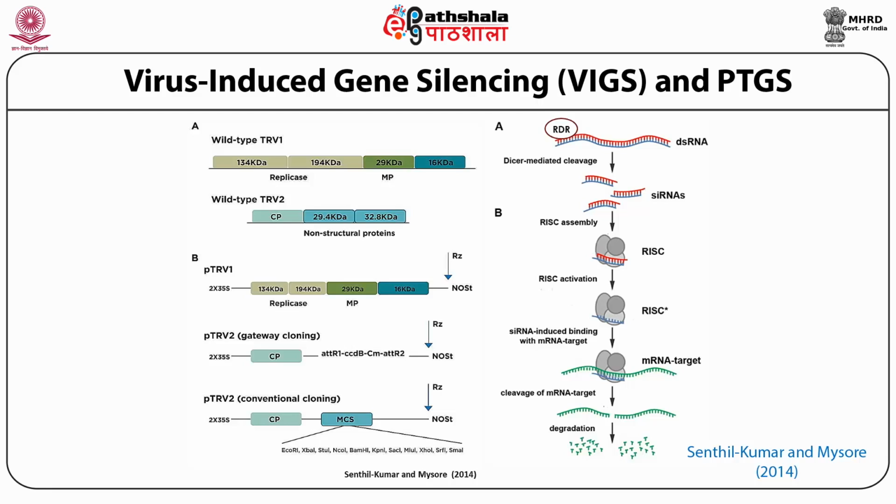rattle virus. This is a bipartite genome, and one of the RNA molecules codes for replicase, a mobility protein, and another 16 kDa protein, which are all essential genes. And TRV2 codes for a coat protein, which is essential, and two other structural proteins, which are non-essential genes. So a gene of interest can be cloned here by replacing the non-structural proteins.